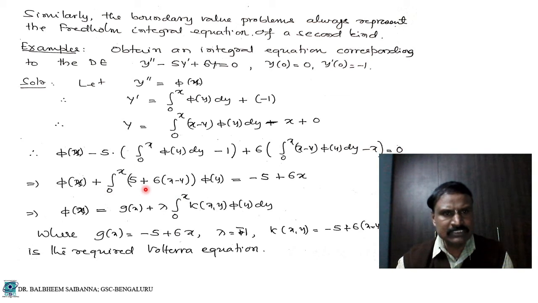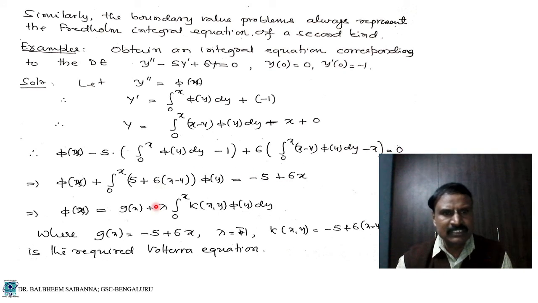So phi of x plus integral 0 to x 5, we are writing this and this integral together. What will we get? Plus integral 0 to x, 5 plus 6 times x minus y phi of y dy. Then next, minus 5 minus 1 plus 5. This term we take to the right hand side, we get minus 5. Then this 6 is multiplied by minus x, minus 6x. Minus 6x we take to the right hand side, plus 6x.